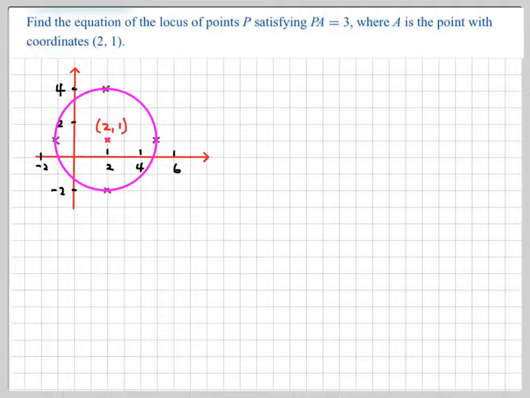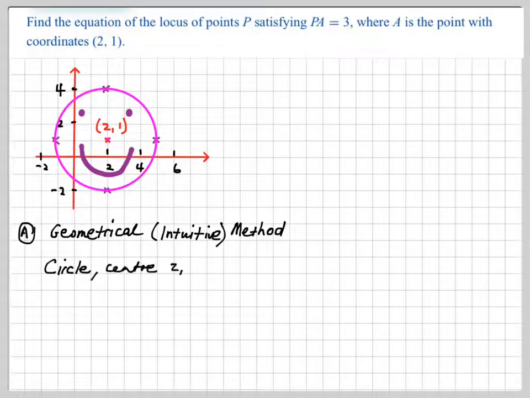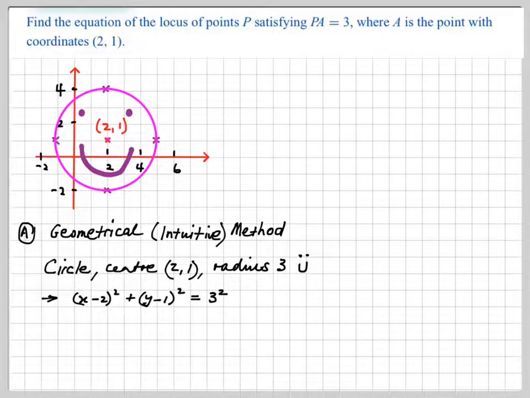We did it geometrically, didn't we? Ah, very nice. Hello there, Mr. Circle. You must be feeling good tonight. Now, that is the geometrical intuitive method. Now we've just got to put the equation together, guys. It's a circle. Centre 2 and 1 and radius 3 for you and me. Of course it is. Now that's very easy to come up with for a circle. Yes, makes us smile. There it is.